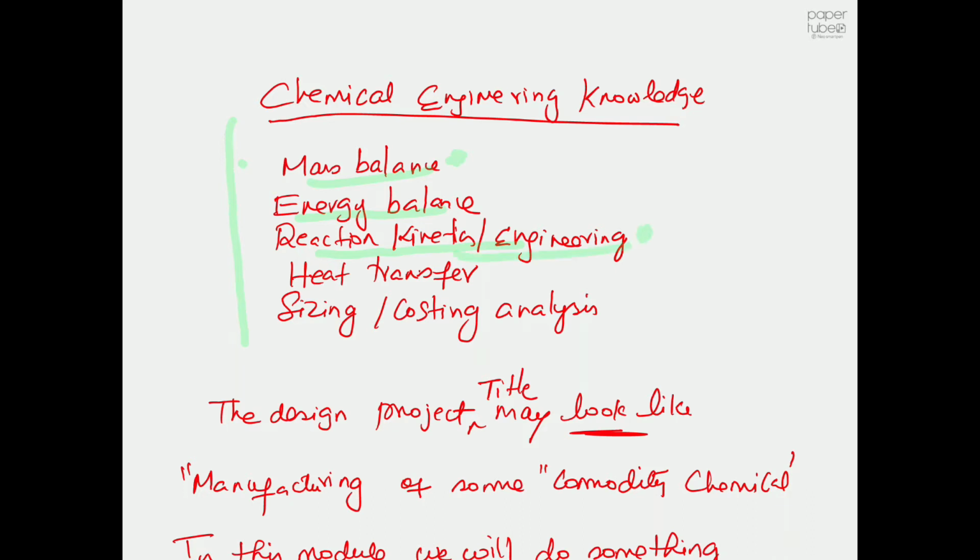So always remember in your mind, all these chemical engineering knowledge are the subjects which I've listed here. You would need this really for your final year design projects. But for Aspen HYSYS, the overall general concept, or the general picture about mass balance, energy balance, reaction kinetics is more than enough. The software will do the calculations for you, and then heat transfer, and obviously sizing and costing analysis.